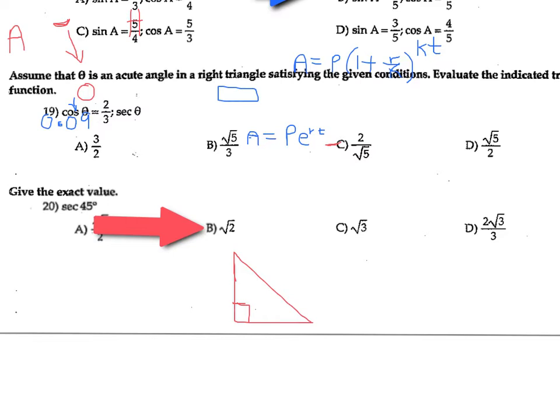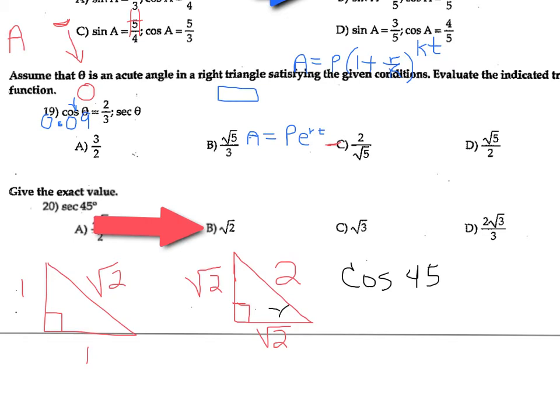Square root of 2, square root of 2, and what do you use for the hypotenuse? It is 2. You could also have used just 1, 1, square root of 2, whichever. They want secant, and secant is just a reciprocal of what? Of cosine. So we need to get a cosine. So cosine of 45, and cosine is just the adjacent over the hypotenuse, whichever triangle you use. So adjacent, if I use the square root of 2, is going to be square root of 2 over 2.